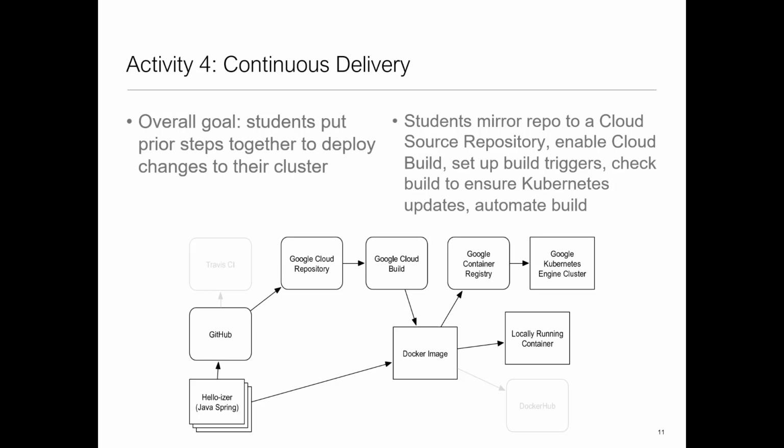And so at first the update is manual. They have to trigger it and see that it works. At the end of this, it's automated. So then when they check in their changes to GitHub, their changes are automatically deployed out to their Kubernetes Engine cluster.